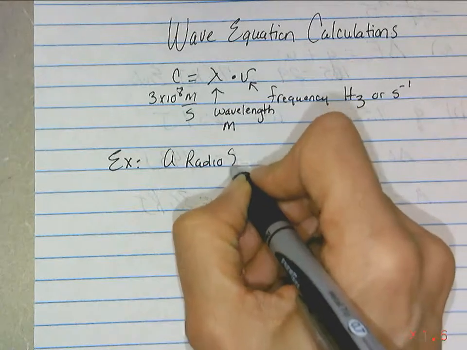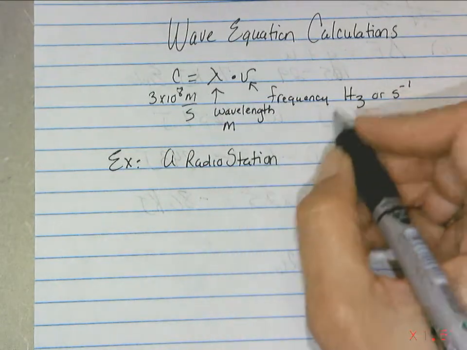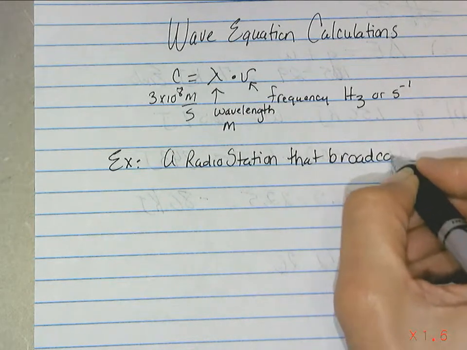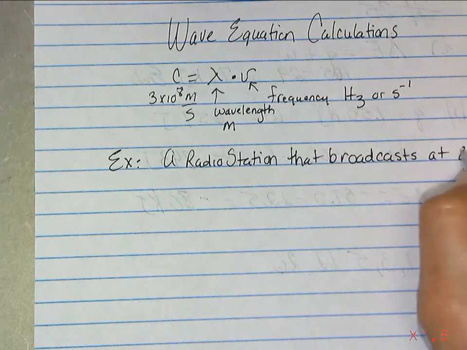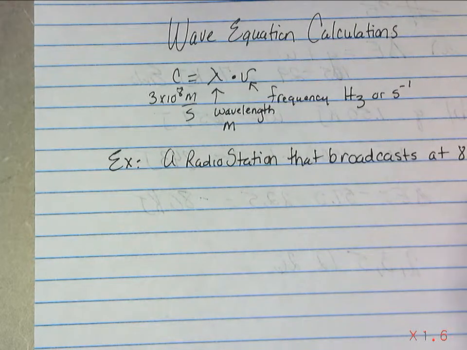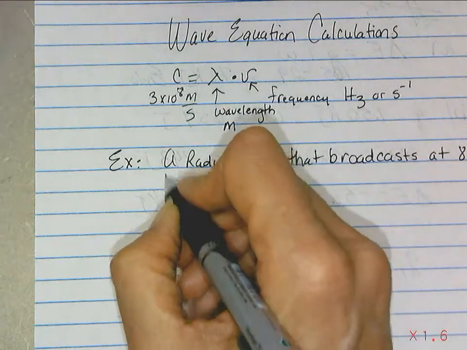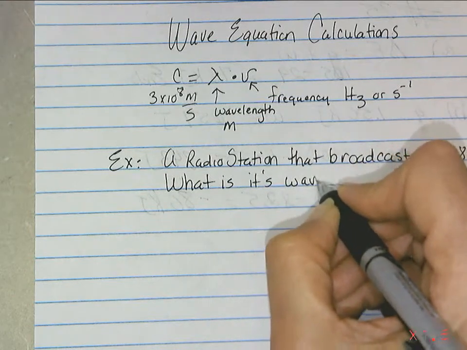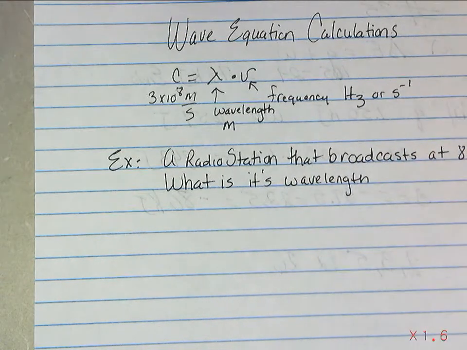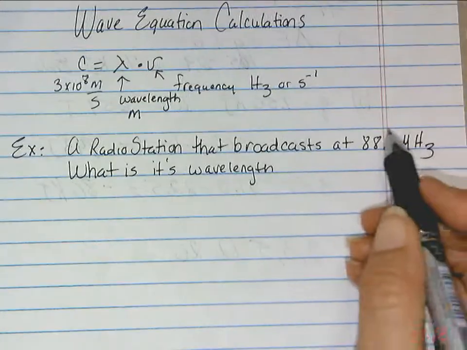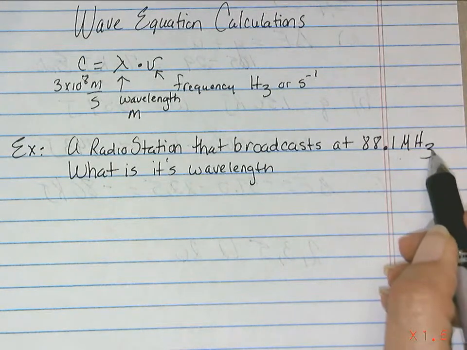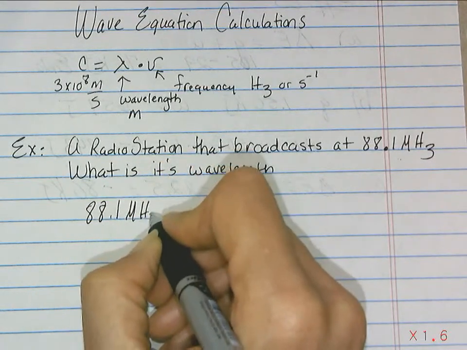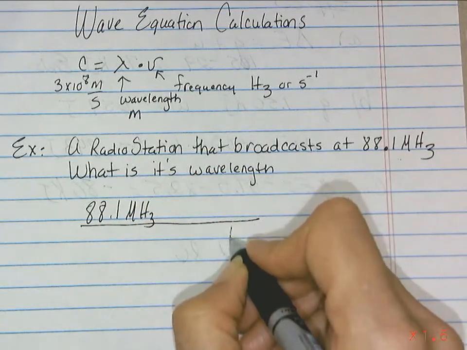Let's say I have a radio station that broadcasts at 88.1 megahertz. All radio stations broadcast in megahertz. And I want to know what is its wavelength. Okay? So the first thing I need to do is get the megahertz into hertz. So I take the 88.1 megahertz and I'm converting it to hertz.